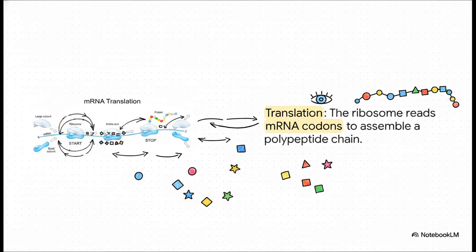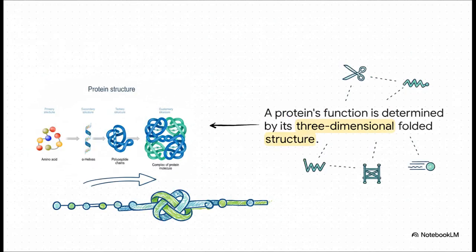The ribosome clamps onto the RNA and reads the code in 3-letter words called codons. Each codon is a command for one specific amino acid, which are the building blocks of proteins. The ribosome just chugs along the message, reading a codon, grabbing the right amino acid, and linking them all together into a chain. But here is the real magic.